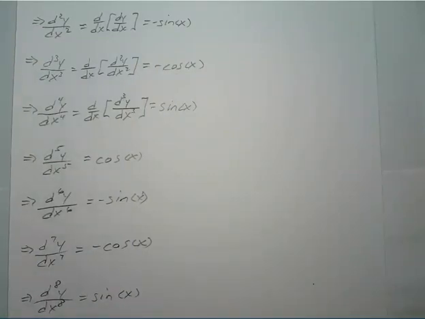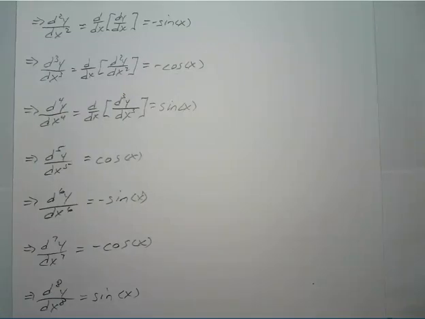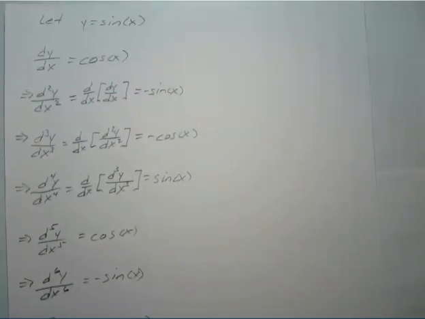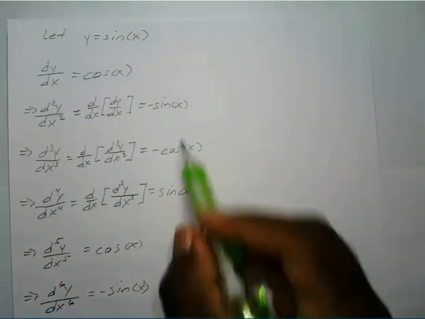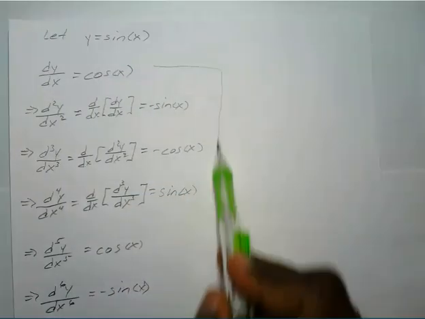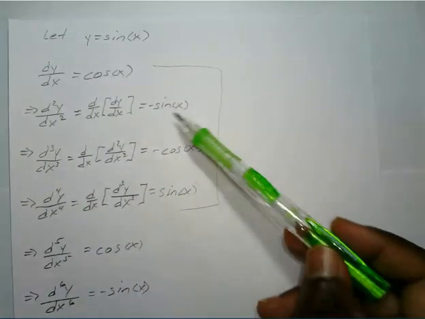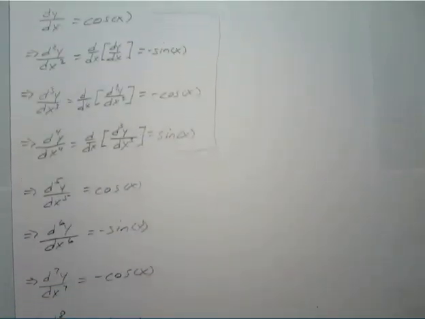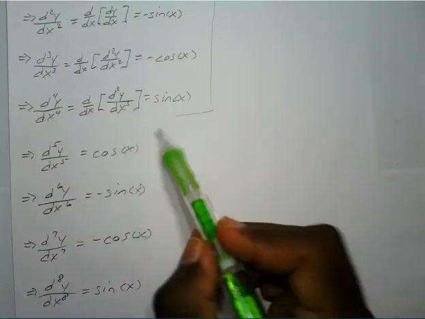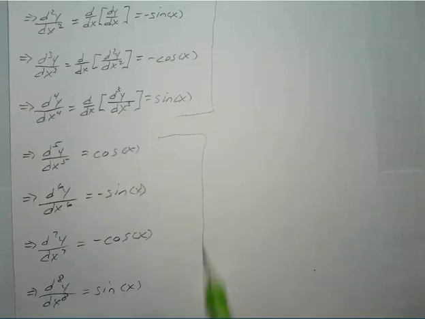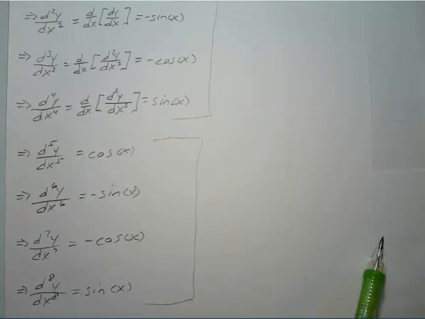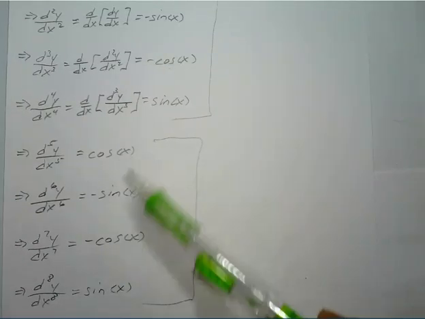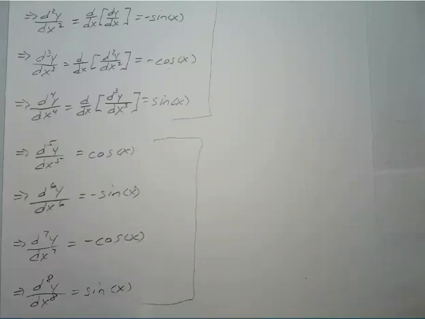The reason I did 8 of them is because for sine, you'll see a pattern. For the first 4, you have cosine, negative sine, negative cosine, sine. Then you see that same pattern for the following 4. Every 4 you will have that same rotation.